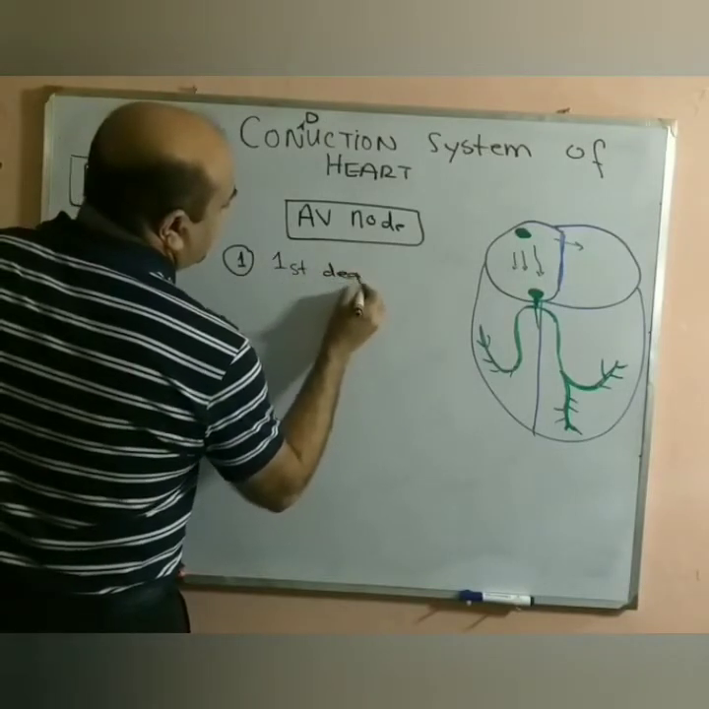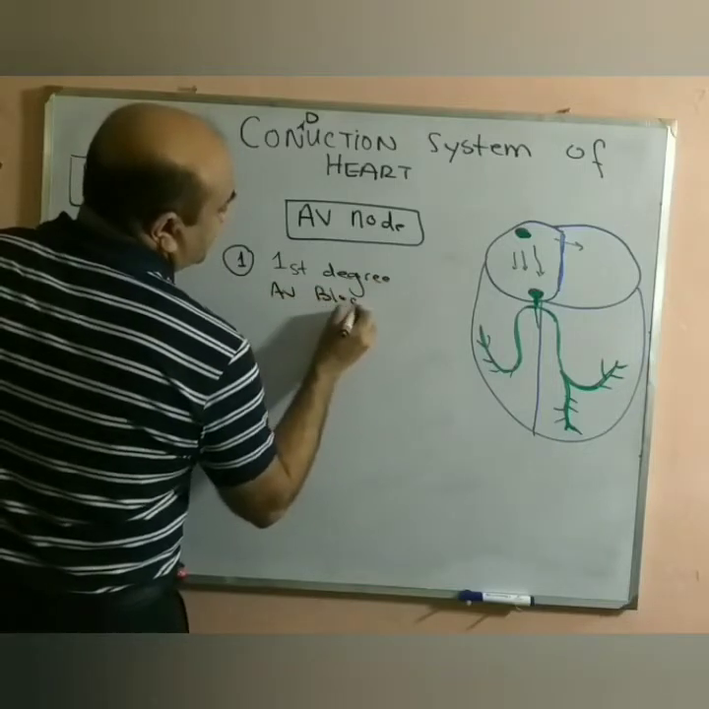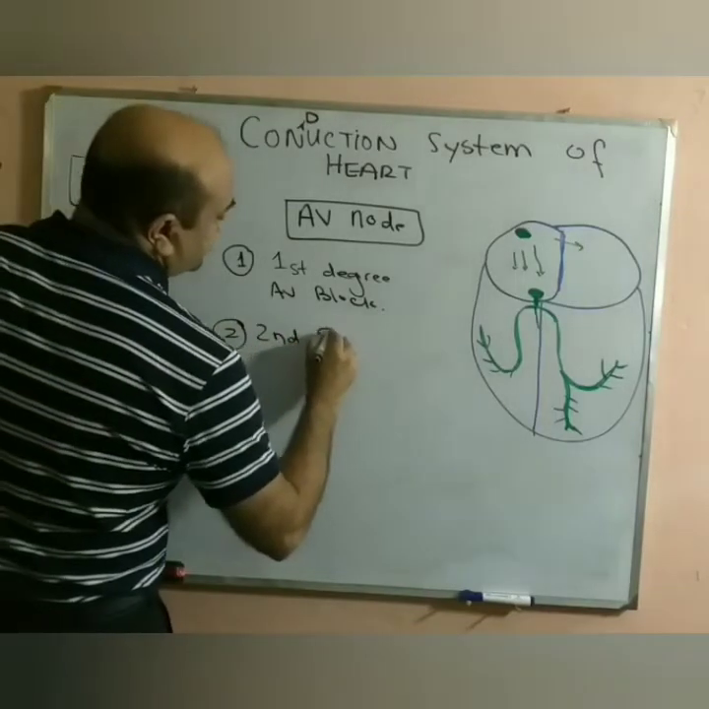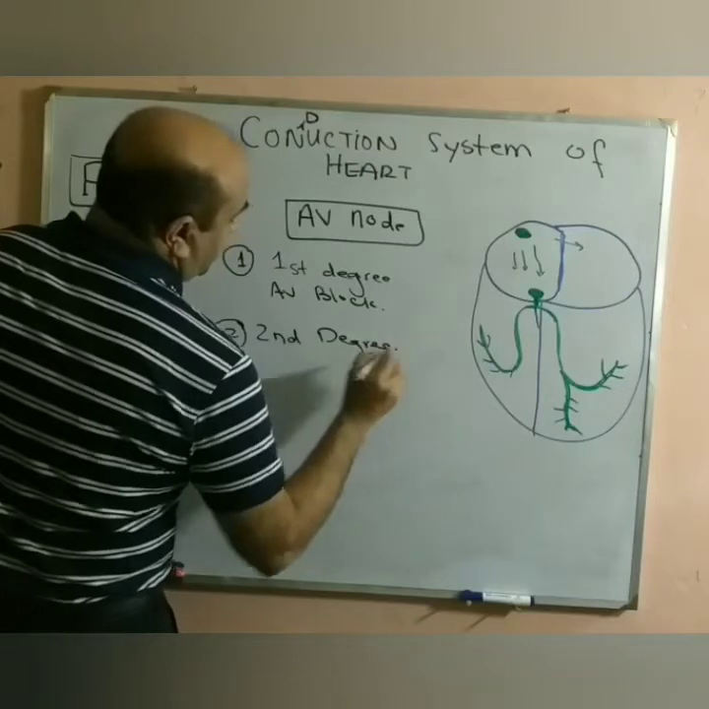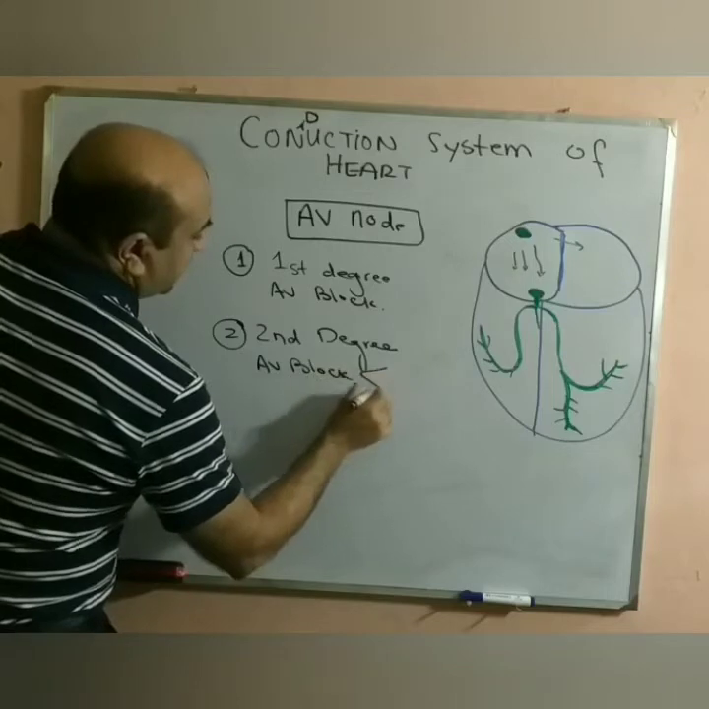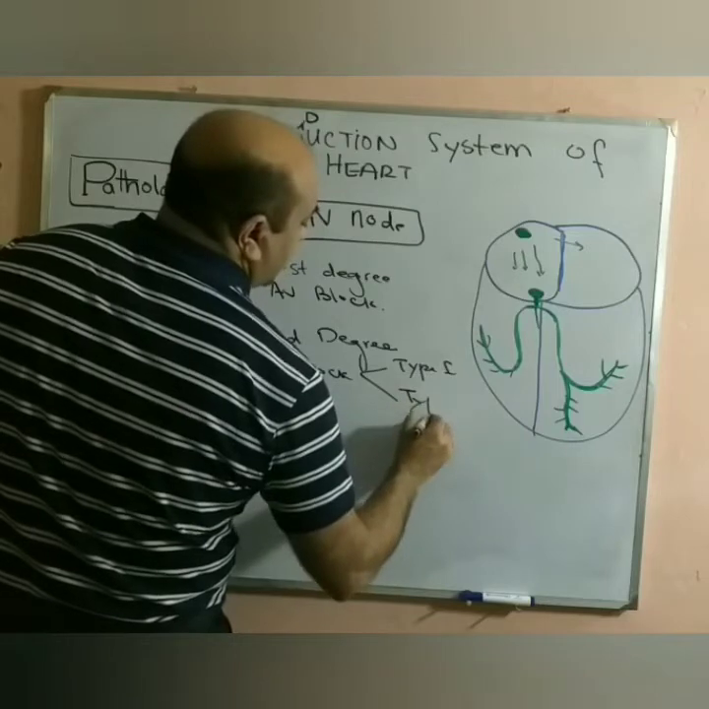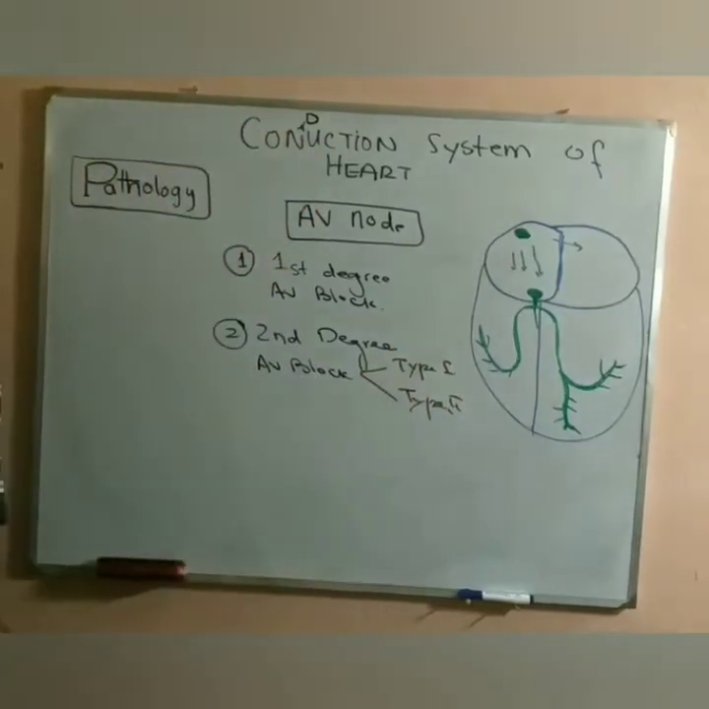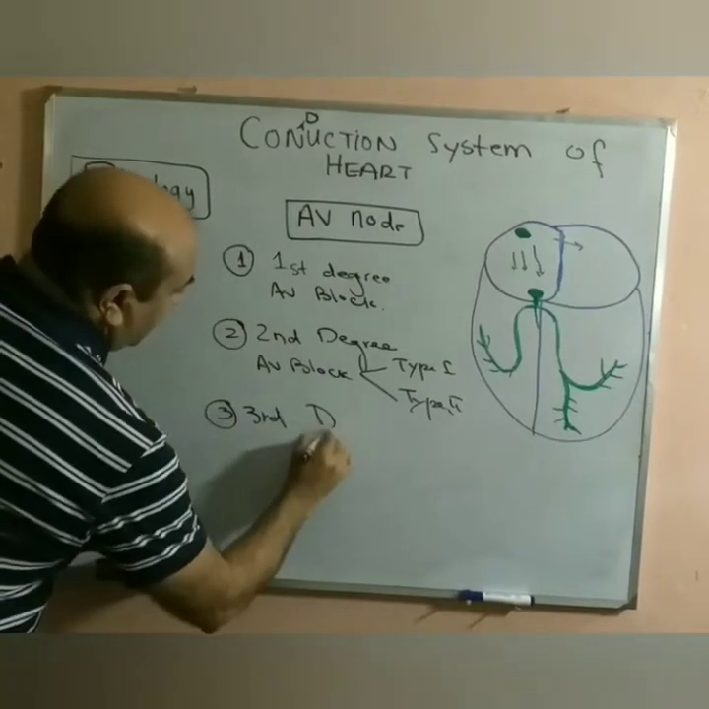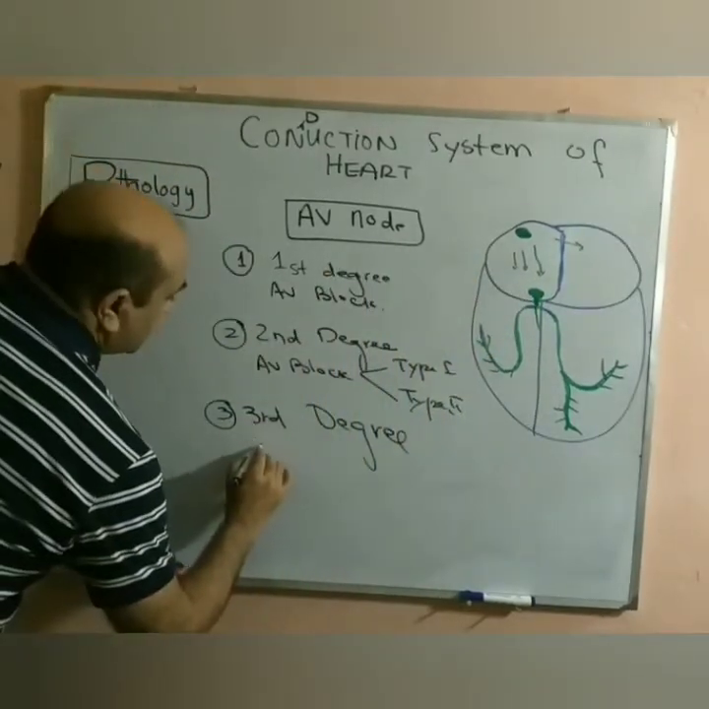First degree AV block. Then comes the second degree AV block. Both types: type 1, Mobitz type 1, which we call the Wenckebach phenomenon, and Mobitz type 2, which we call Mobitz type 2A. Third is the third degree heart block. Actually, these heart blocks are AV blocks.